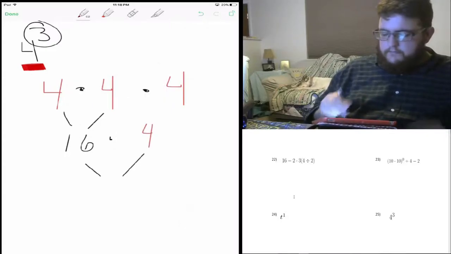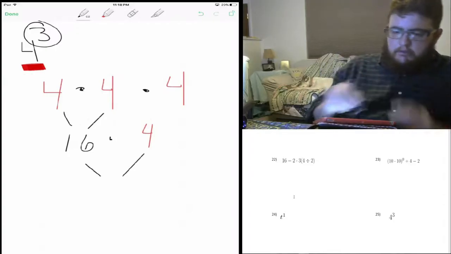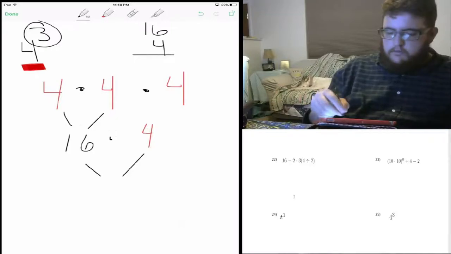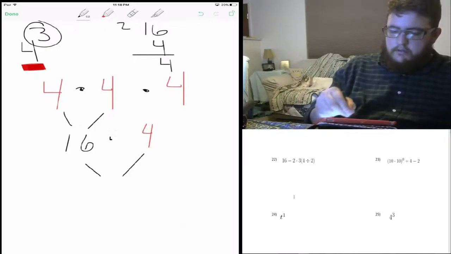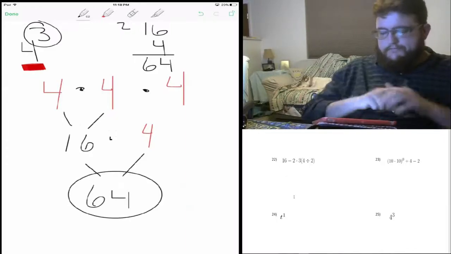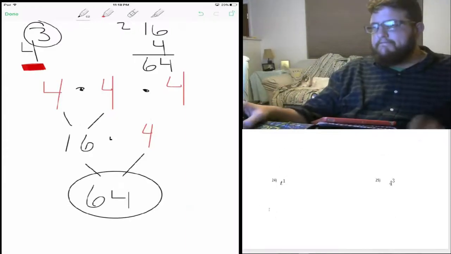16 times 4, I don't remember off the top of my head, but I can write it down and figure it out. 6, 12, 18, 24, 2, 64, and that's my answer. 4 to the 3rd power is 64.